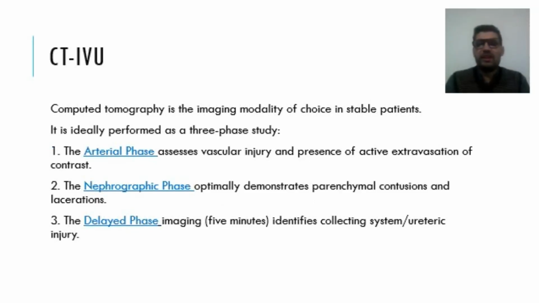CT scan with intravenous contrast is the imaging modality of choice in stable patients. It is ideally performed in 3 phases: arterial, nephrogenic, and delayed phases, to assess vascular, parenchymal, and collecting system injuries respectively. But in practice, trauma patients usually undergo a standardized whole body imaging protocol, and delayed phase imaging of the renal tract is not routinely performed. If there is suspicion that renal injuries have not been fully evaluated, delayed phase imaging is recommended. The rate of contrast-induced nephropathy seen in trauma patients is low.